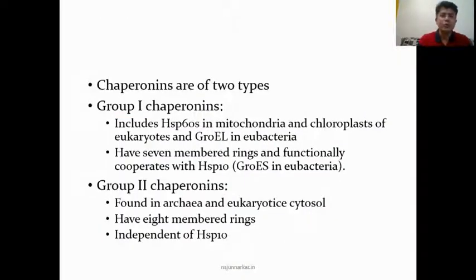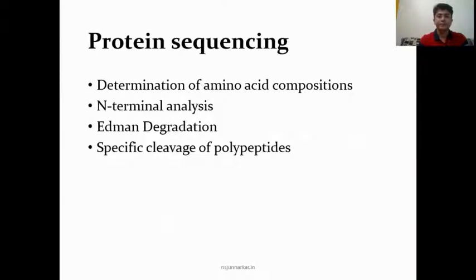Chaperonins are of two types: group 1 chaperonins, which include HSP60s in mitochondria and chloroplasts of eukaryotes, and GroEL in eubacteria. These have 7-membered rings and functionally cooperate with HSP10, which is also called GroES in eubacteria. Group 2 chaperonins are found in archaea and the eukaryotic cytosol. They have 8-membered rings, and these are independent of HSP10 proteins.